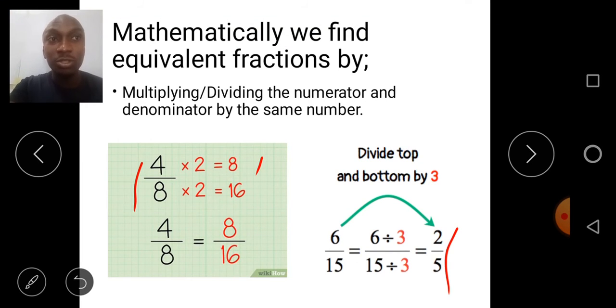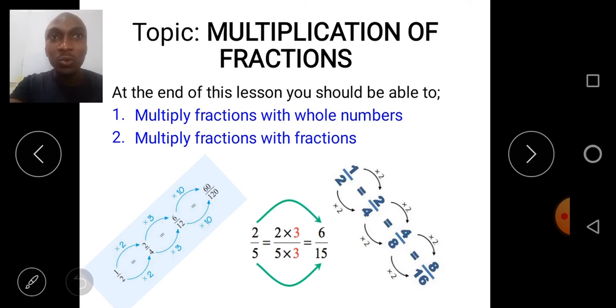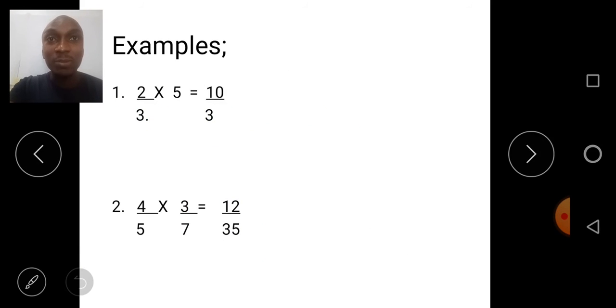Now this will introduce our topic for today, which is multiplication of fractions. At the end of this lesson today, you should be able to multiply fractions with whole numbers and multiply fractions with fractions. Now let's get into some examples.